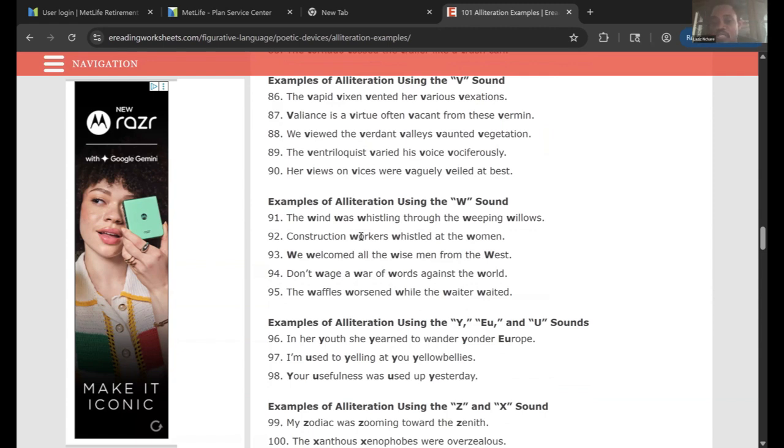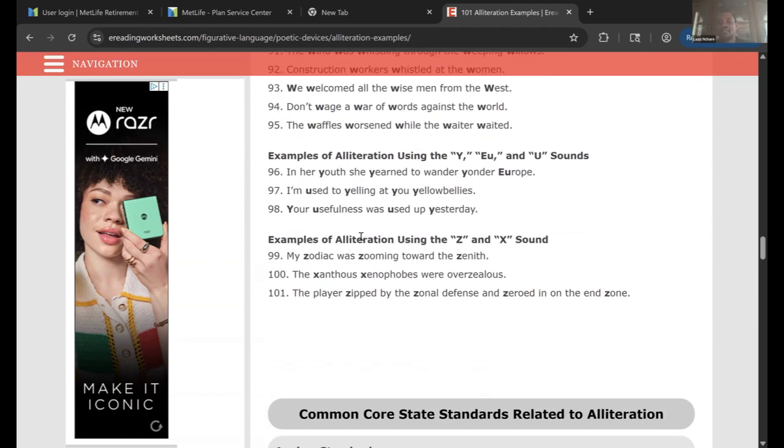Example of alliteration using the Y and U sounds. In her youth, she yearned to wander yonder Europe. I am used to yelling at you yellow bellies. Your usefulness was used up yesterday. Example of alliteration using the Z and X sounds. My zodiac was zooming towards the zenith. The Xanthos xenophobes were overzealous. The players zipped by the zonal defense and zeroed in on the end zone.